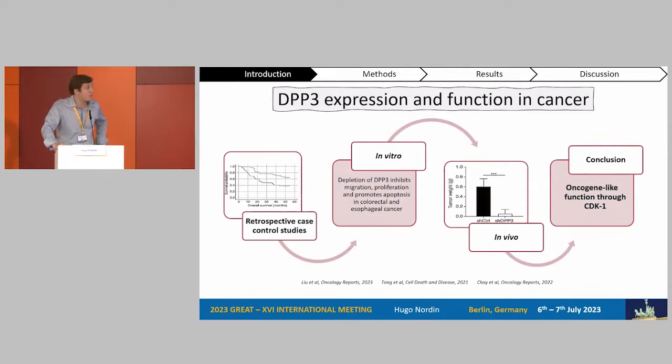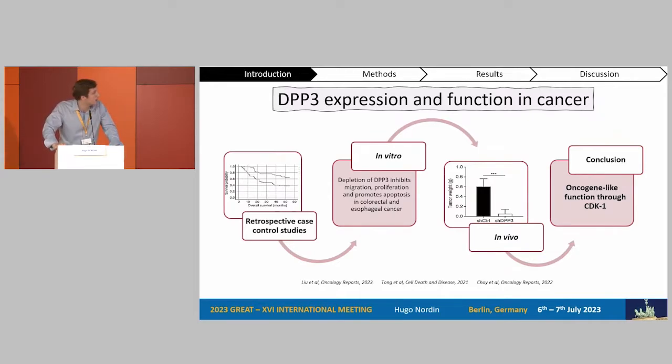Something that hasn't been presented today yet is the role of DPP3 in cancer. Very recent papers showed that DPP3 is overexpressed in different types of cancer. Here it's a retrospective case control study on esophageal cancer that showed that when DPP3 is overexpressed in the tumor tissue, not in the circulation, the outcome of the patient was much poorer.